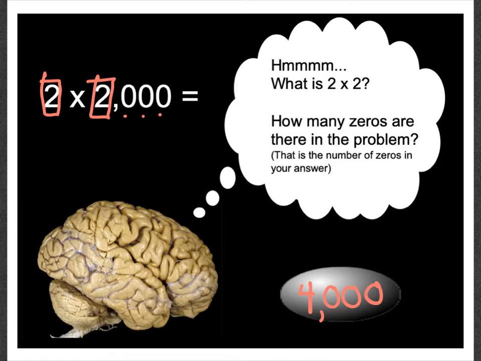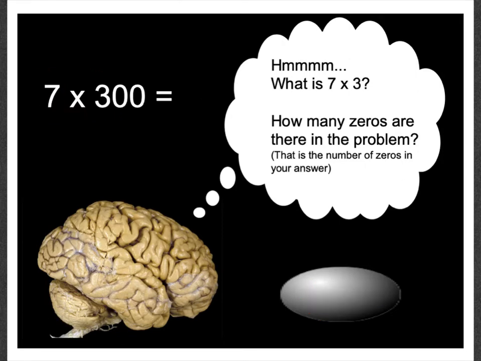So that's kind of the shortcut. But if we think about it, 2 times 2,000, so 2,000 plus 2,000 would be 4,000. But the shortcut is to count the zeros at the end. And I'll show you what I mean by that in more detail.